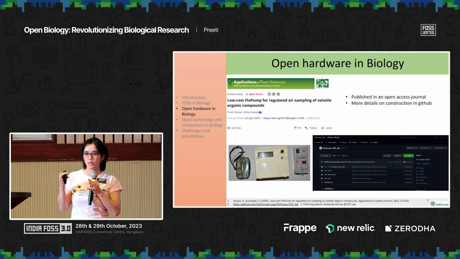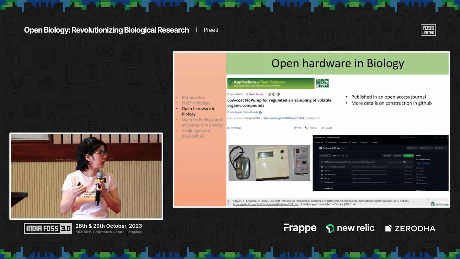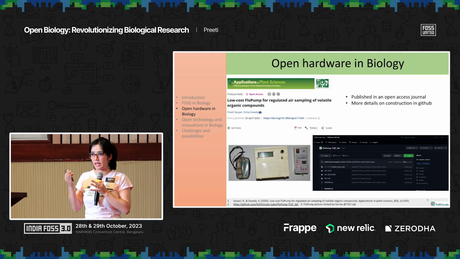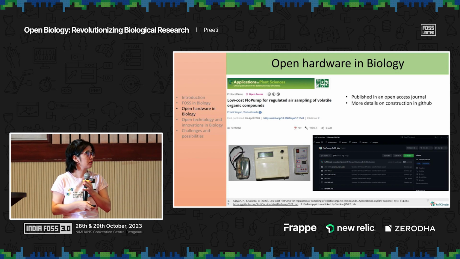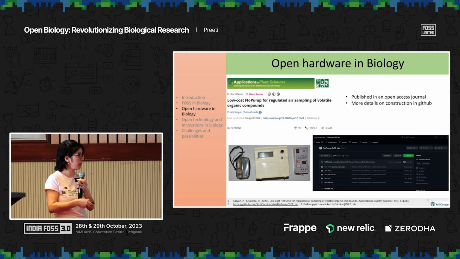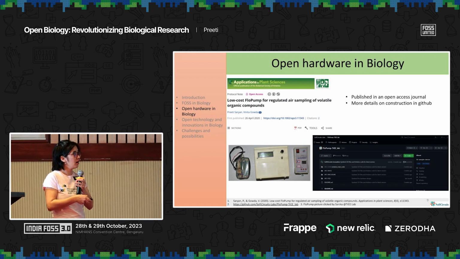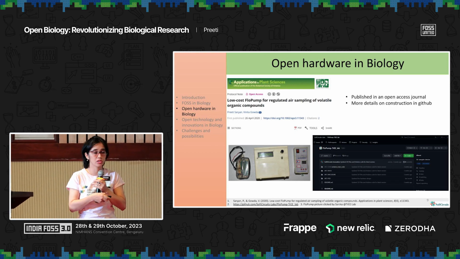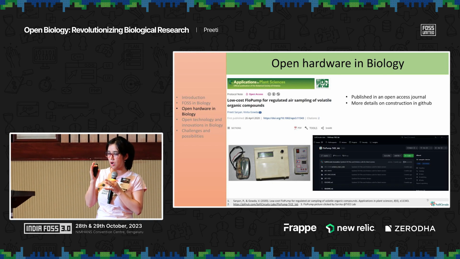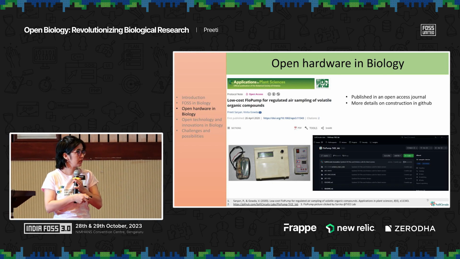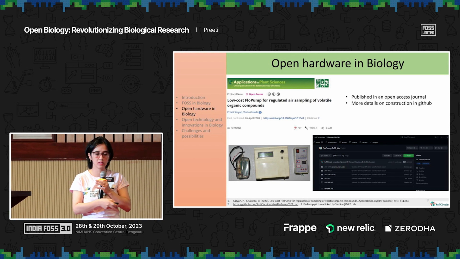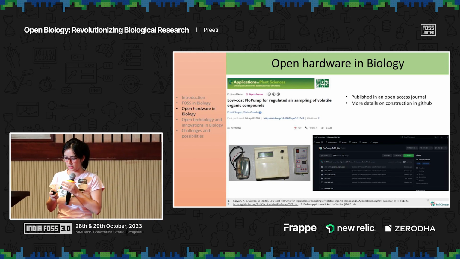So we wanted to build a pump for air sampling at a regulated time interval, or in a regulated manner. So we constructed this flow pump, and you can see the versions, how it has evolved over time. The publication, with all the data analysis and how well it works, is published in an open access journal, and all the construction details are freely available on GitHub if somebody wants to build it on their own.